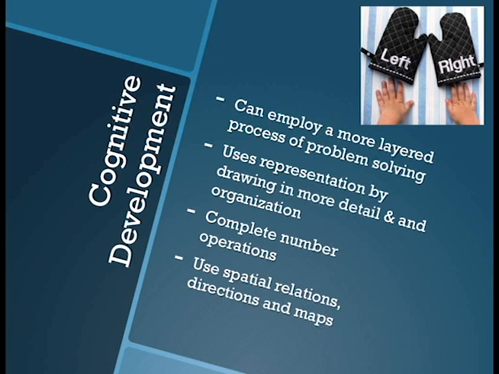They use representation by drawing in more detail and organization, such as drawing their family members side by side and adding a dog. They are able to use complete number operations, such as adding and subtracting double digits, and gradually begin to multiply and divide. They also begin to use spatial relations, directions, and maps by understanding the concept of left and right. They also give clear and well-organized directions.